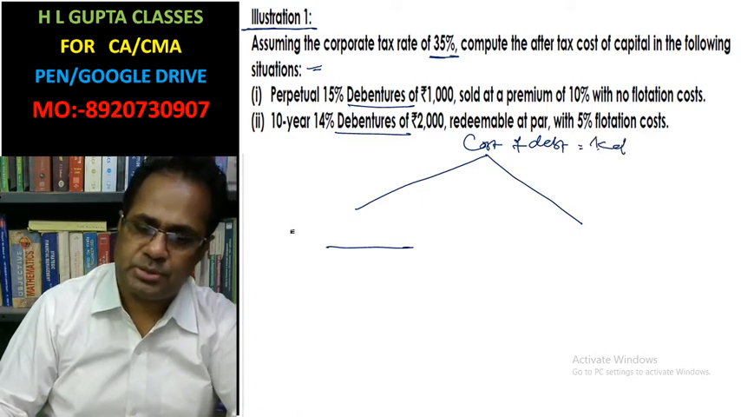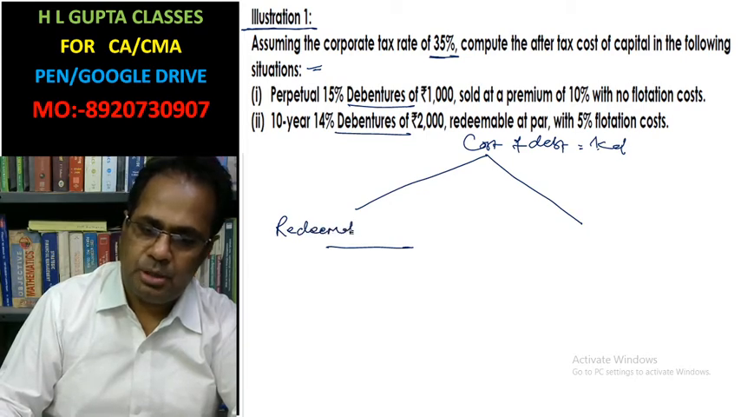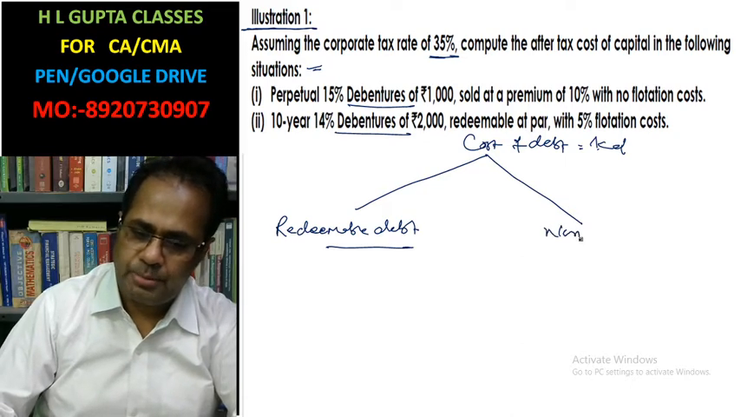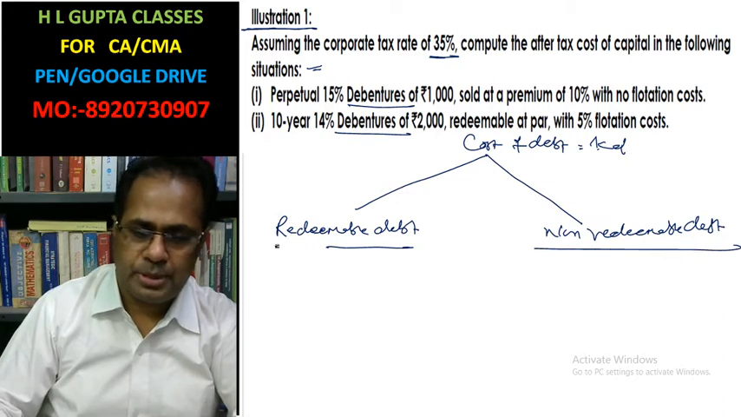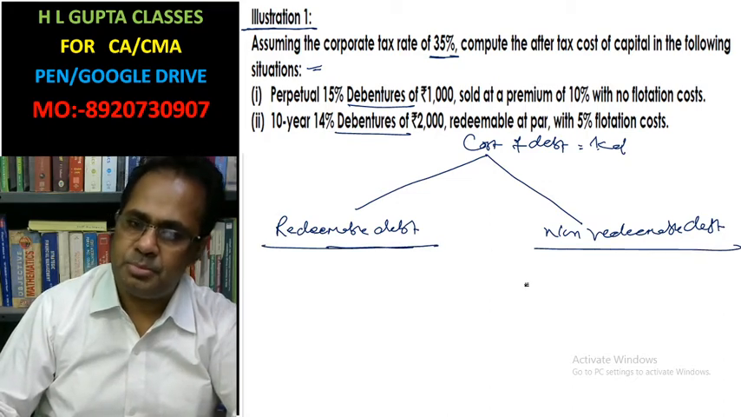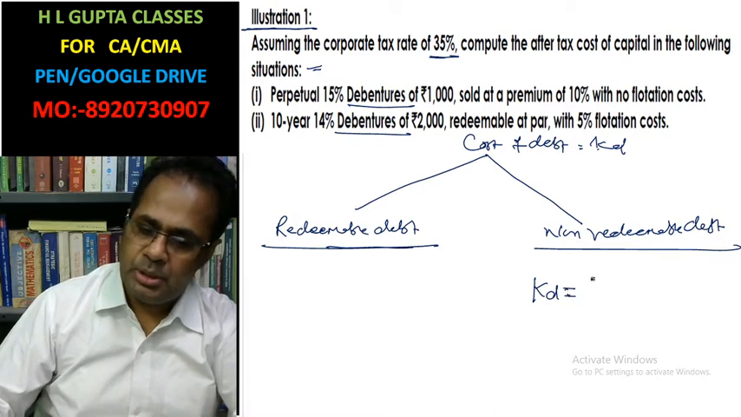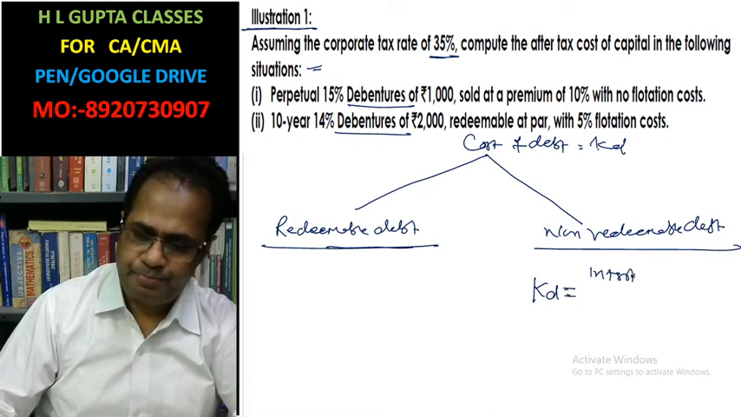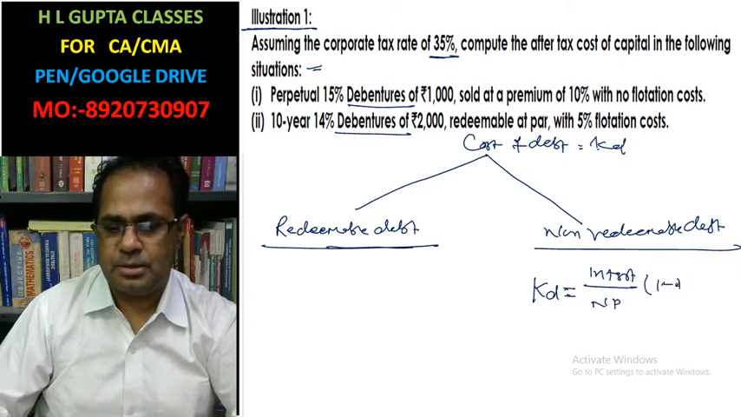So there are two cases. One is a redeemable debt, the other is a non-redeemable debt. So what is the formula of redeemable debt and non-redeemable debt? Non-redeemable debt means the debt will not be redeemed; its formula is the interest divided by net proceed, times 1 minus tax rate.